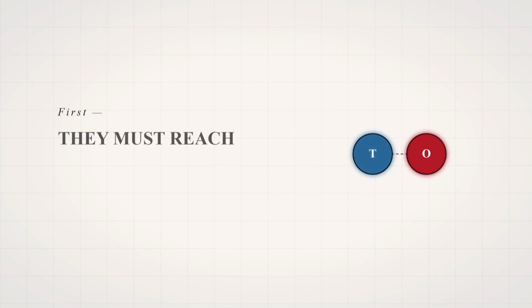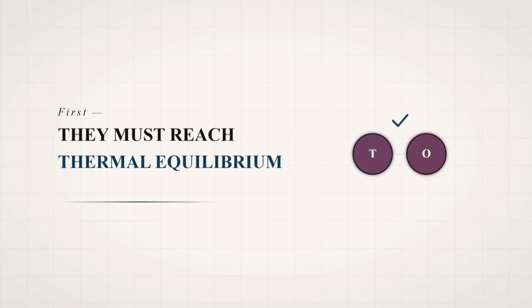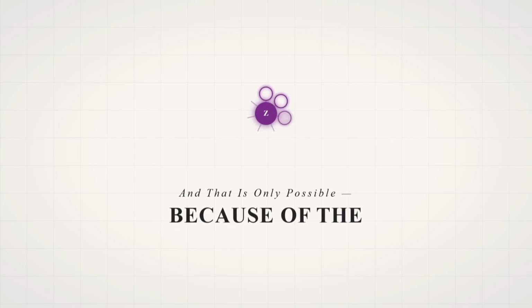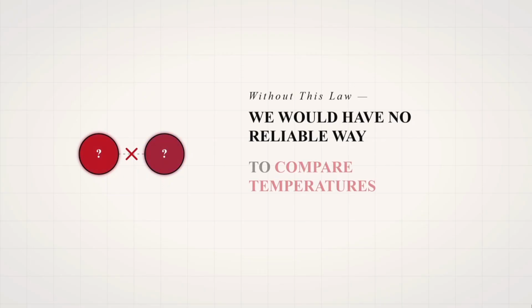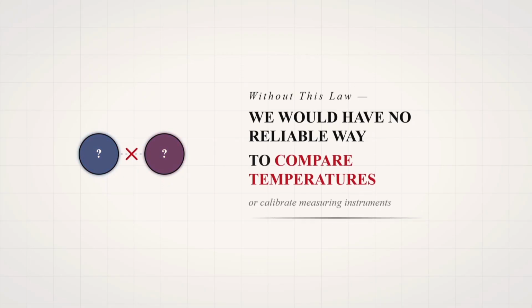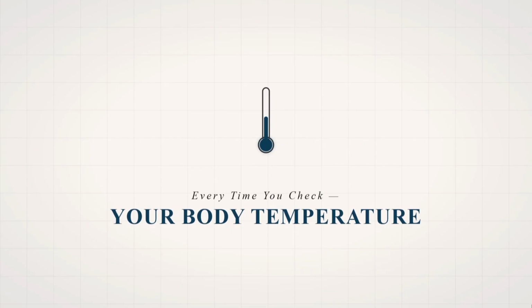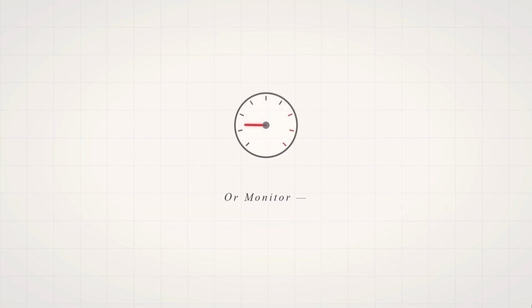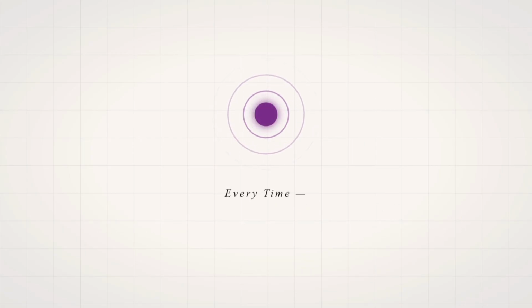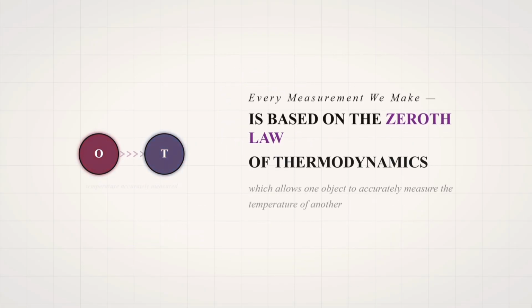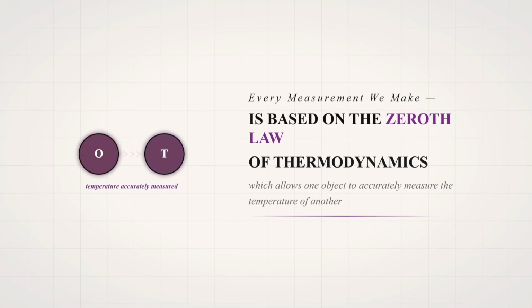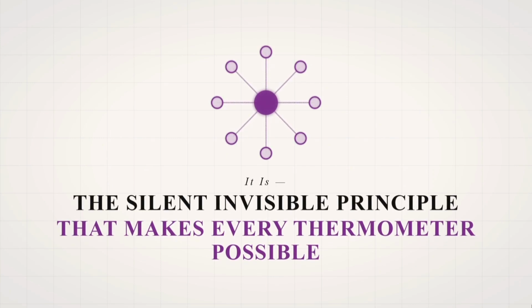They must first reach thermal equilibrium with the object being measured, and that is only possible because of the Zeroth Law of Thermodynamics. Without this law, we would have no reliable way to compare temperatures or calibrate measuring instruments. Every time you check your body temperature, measure the temperature of your food, or monitor the temperature of an engine, you're witnessing the Zeroth Law in action. Every temperature measurement we make is based on the Zeroth Law of Thermodynamics, which allows one object to accurately measure the temperature of another. It is the silent, invisible principle that makes every thermometer and every temperature measurement possible.